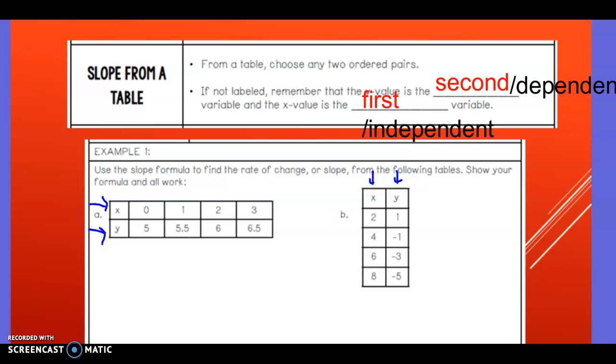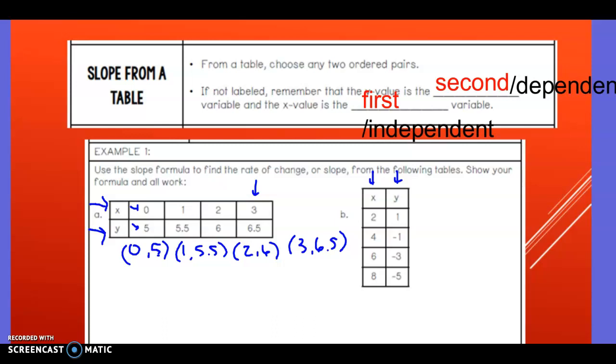What we're going to do is look at a table, pick any 2 ordered pairs and use them as our points. So let's look at this first example, example A. I'm looking at all the different ordered pairs that I would have from this table. So I could have 0, 5. That comes from this x and this y. I could have 1, 5.5. That's another ordered pair. I could have 2, 6. And I could have 3, 6.5. Again, each of these comes from each column of the table because the first row is x and the second row is y. So I want to pick any 2.